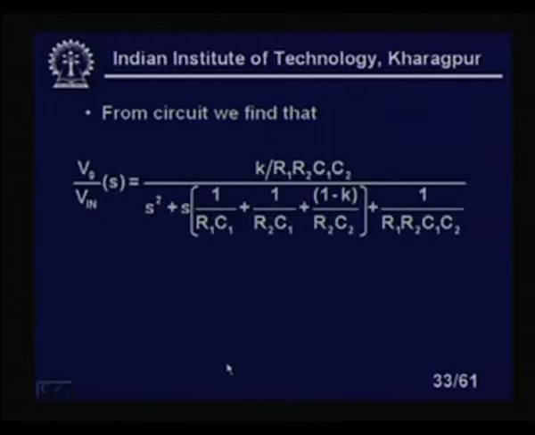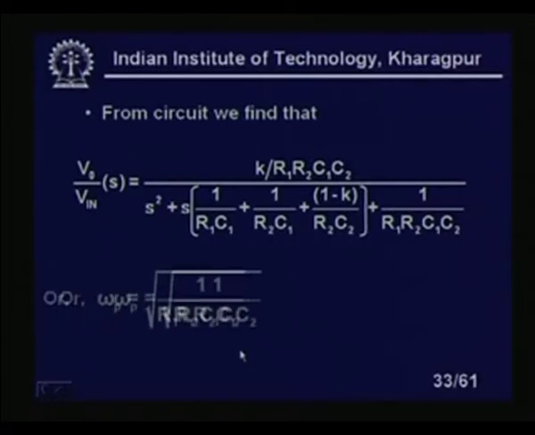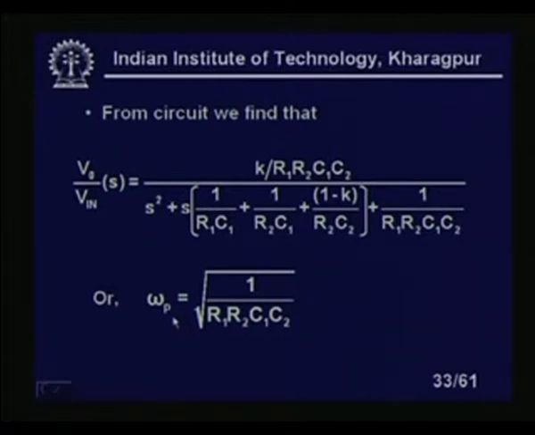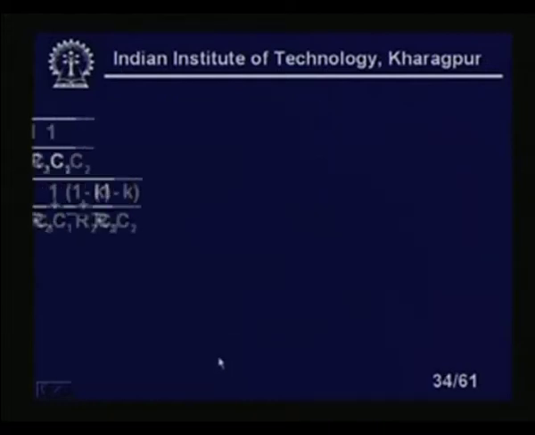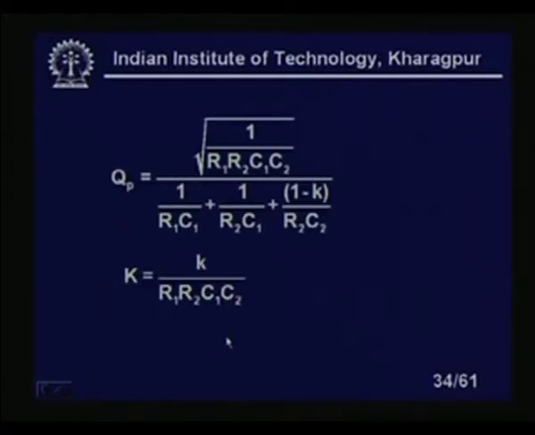Now, the transfer function from the circuit I can write as V_o(s) by V_in(s) equal to k upon R1 R2 C1 C2, upon s square plus s times (1 upon R1 C1 plus 1 upon R2 C2 plus (1 minus k) upon R2 C1) plus 1 upon R1 R2 C1 C2, where the pole frequency will be given by omega_p equal to root over 1 upon R1 R2 C1 C2 and Q_P equal to root over 1 upon R1 R2 C1 C2, divided by (1 upon R1 C1 plus 1 upon R2 C1 plus (1 minus k) by R2 C2).